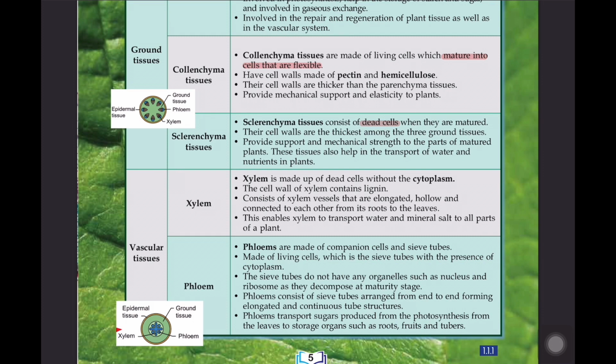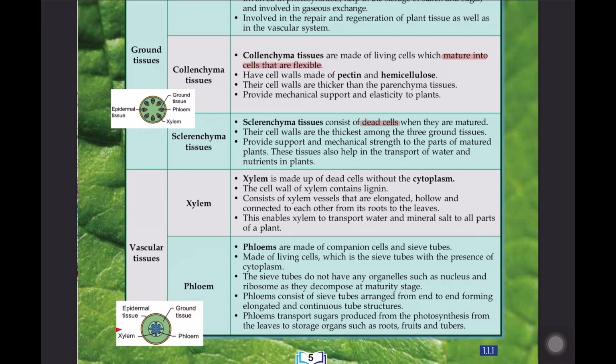Okay, the cell wall of xylem contains lignin, and the xylem vessels are elongated, hollow, and connected to each other. So it is continuous from roots to leaves. And this enables xylem to transport water and mineral salts to all parts of the plants. If you can imagine a tube, because it is basically a tube in the plant to transport water and mineral salts. That's what xylem is. Okay, and then we move on to phloem.